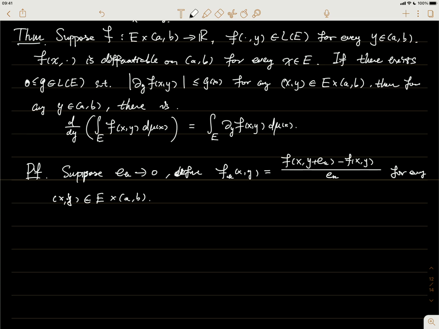Now, for every fixed x, this is a differentiable function with respect to y, because both of these two terms, for fixed x, are functions of y, and each is differentiable. That means the difference of them is differentiable, and dividing by e_k is still differentiable. So for every fixed x, f_k(x, y) is differentiable with respect to y.